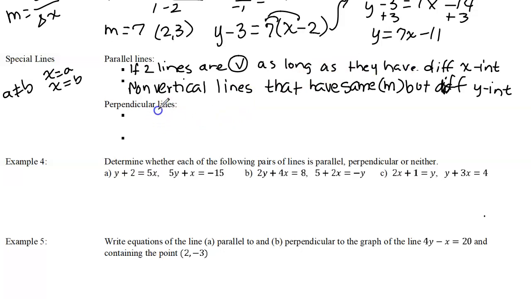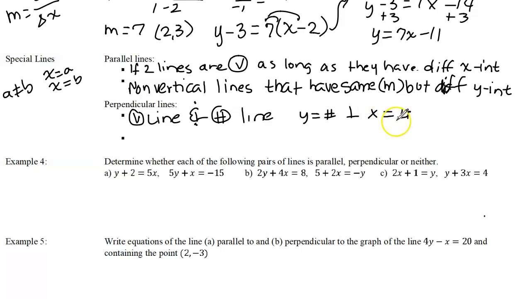All right, perpendicular lines. Now this is really important. Two lines are perpendicular if and only if you have a vertical line and a horizontal line, right? I'm going to make an ampersand here. So if you have y equals a number, it will be perpendicular to an x equals a number, because obviously vertical and horizontal lines intersect at 90 degrees. So remember that: perpendicular means intersect at 90 degrees.